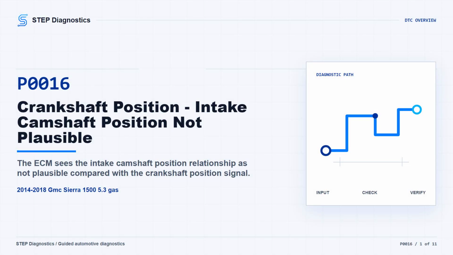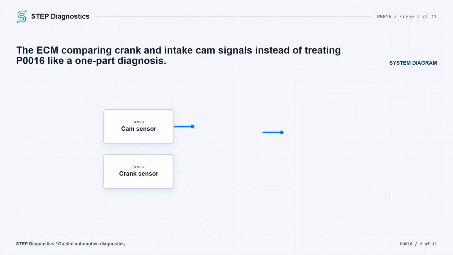On this 2014 to 2018 GMC Sierra 1500 with the 5.3 gas engine, P0016 is a crankshaft to intake camshaft plausibility code. In plain terms, the ECM is comparing the crankshaft position signal to the camshaft position signal, and it may be seeing the intake cam timing relationship out of line with what it expects. The truck may crank or run with this fault, and depending on how it shows up, it can feel like a possible timing, sensor signal, actuator, reluctor, or timing drive issue.